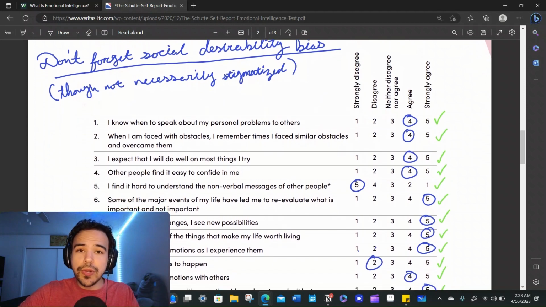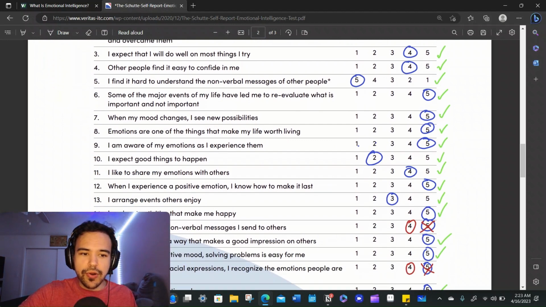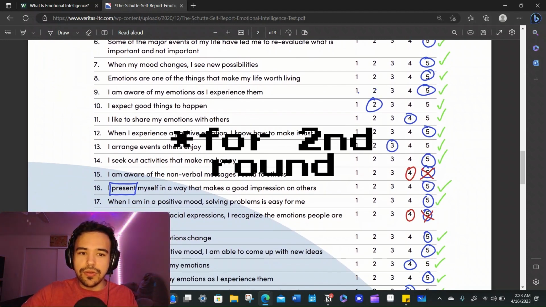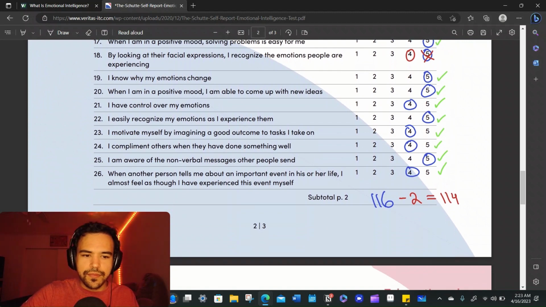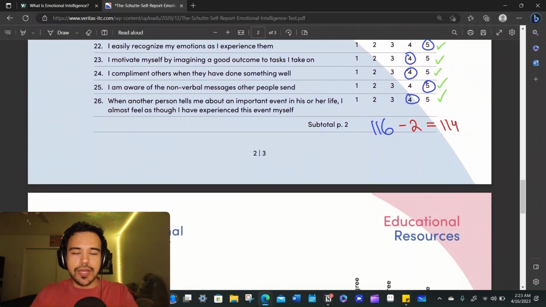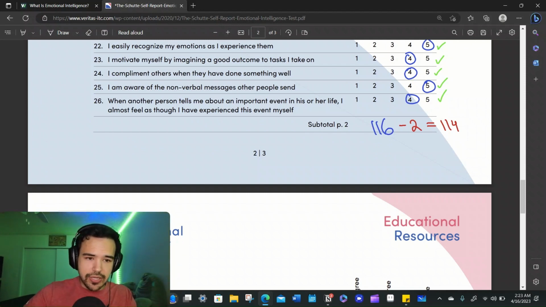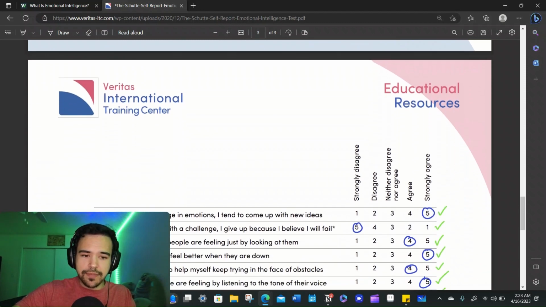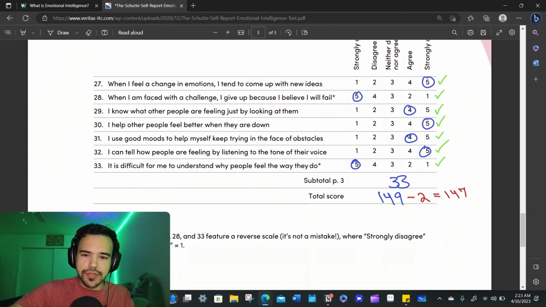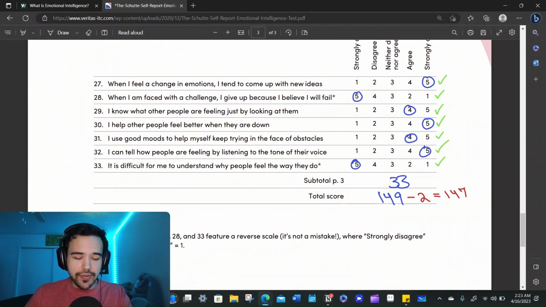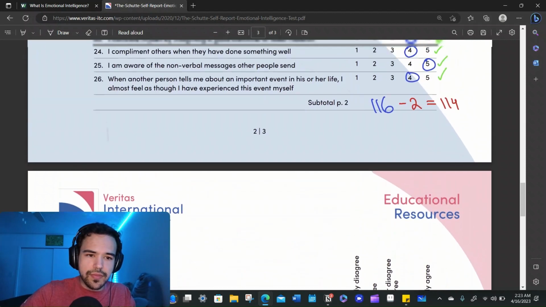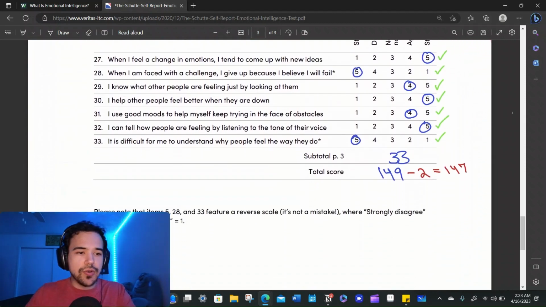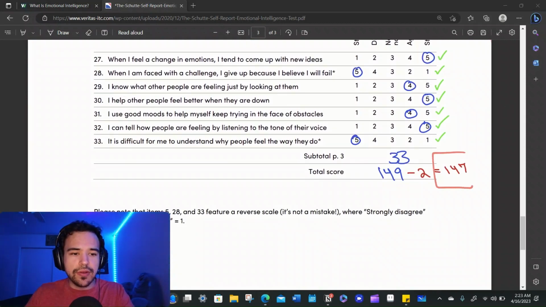So the blue is what I did at first, the green is the check marks, and the red is the redos. So I changed two answers. It was at first 116, you get the general idea, went to 114, and then here's the second part. I didn't change anything on there. I did subtract, obviously, from the top up there. So my score was 147. Now, to me, it makes sense.